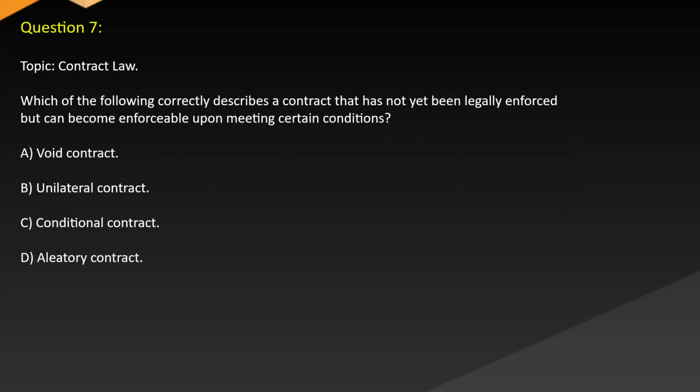Question 7. Topic: contract law. Which of the following correctly describes a contract that has not yet been legally enforced but can become enforceable upon meeting certain conditions? A. Void contract, B. Unilateral contract, C. Conditional contract, D. Aleatory contract?